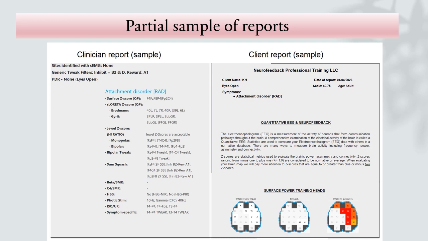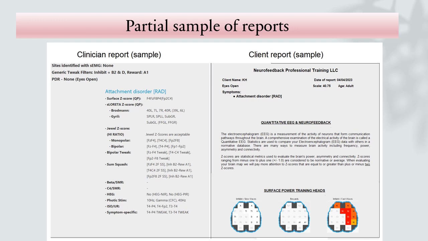The client report is the same as usual, listing the client's name, age, and symptom, along with a lot of data in many pages. The clinician report on the left is for your eyes only. If you're tweaking it with a 3-filter design, there are your 2 inhibits and the reward. Those are the suggestions. If you're doing QEG Pro Z-scores, whether it's Surface or S-Loretta, here are the suggested sites. If you're doing Jules Z-score training, here are the suggested sites. If you're doing a tweak, a 3-filter design, these are the sites.